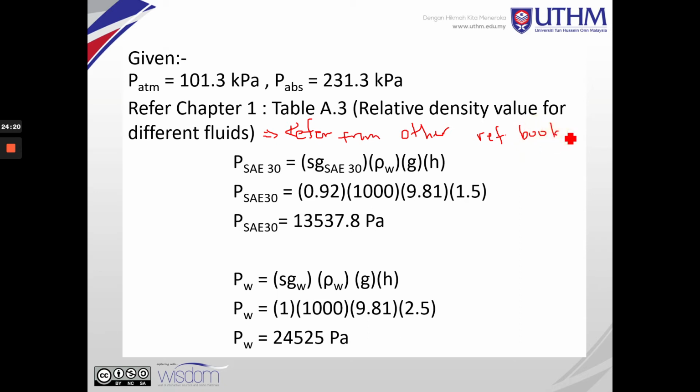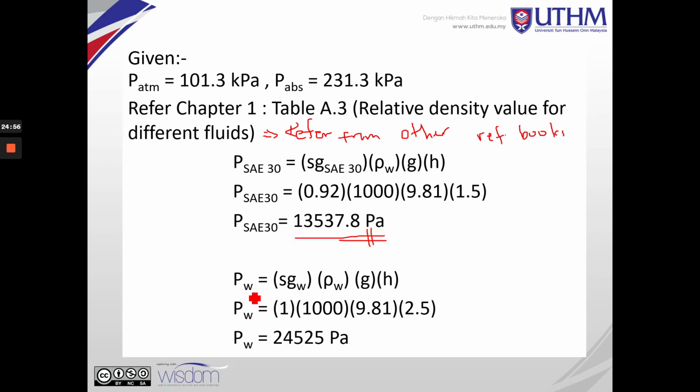Okay, so we use the equation of P as density, as G is specific gravity of oil times the density of water times G times H here. So we use 0.62. So we find the SG of SAE oil. You can find this from other reference books to get the SG of SAE oil. So we get the SAE oil is this one.